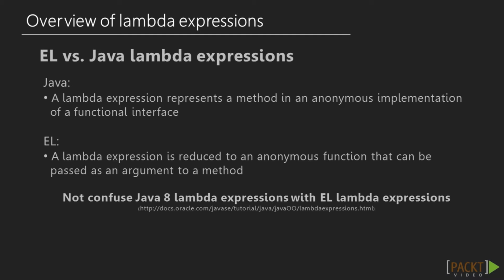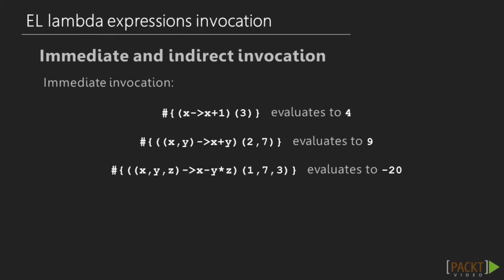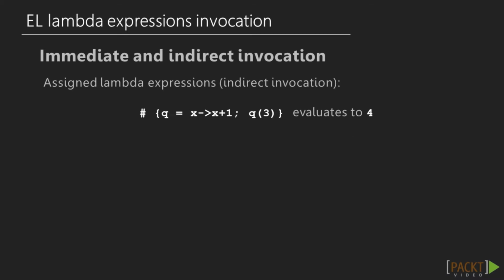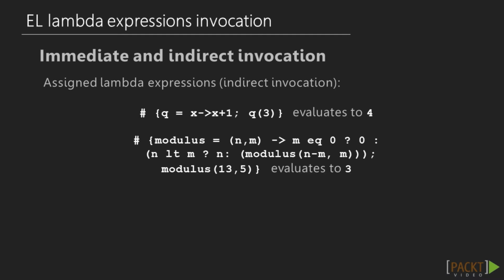So EL supports several kinds of lambda expressions. The simplest and easiest to write are those that are immediately invoked. Check out three simple examples that take advantage of immediate invocation. Further, we have assigned lambda expressions. These are invoked indirectly, as you can see from this simple example.